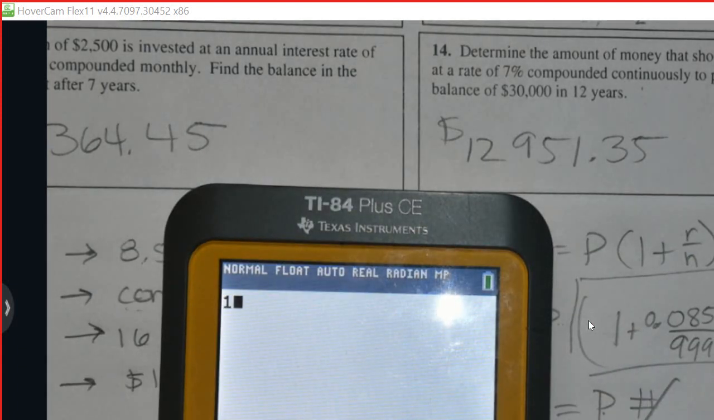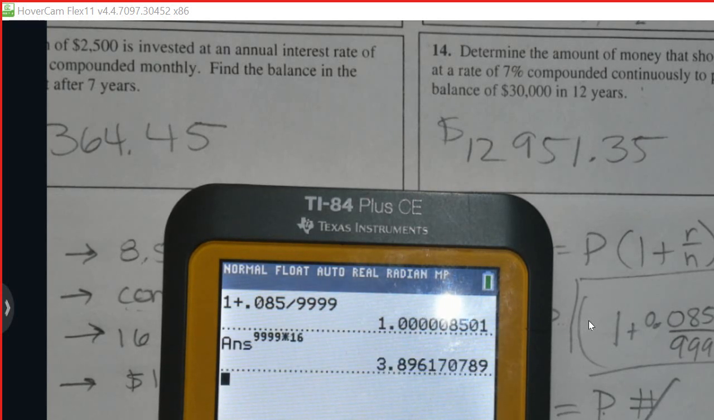I'm going to take 1 plus 0.085, that's the rate written as a decimal, divided by 9999, raise it to 9999 times 16. Okay, that's my number sign. I don't want to write it down and round again at the very end for the same purpose that we talked about in number 14. The more times you round, the less accurate your final answer is.